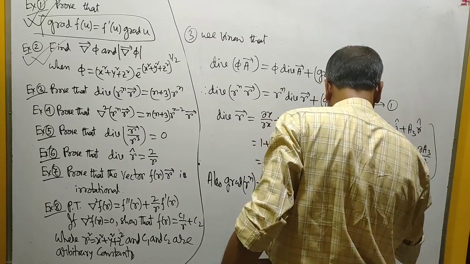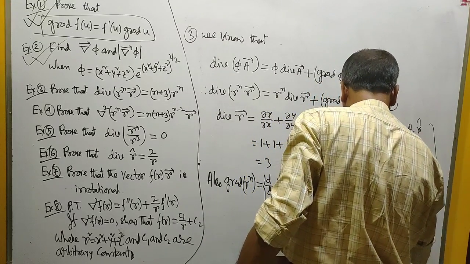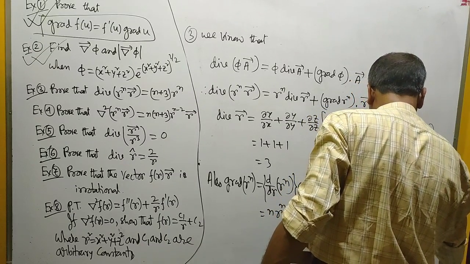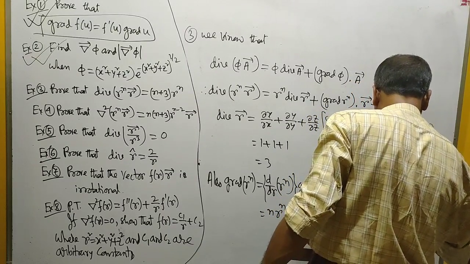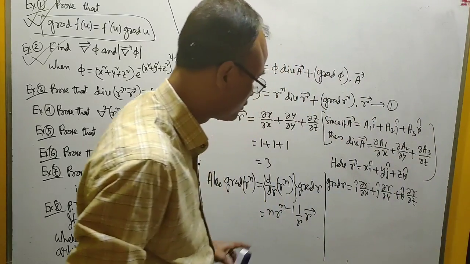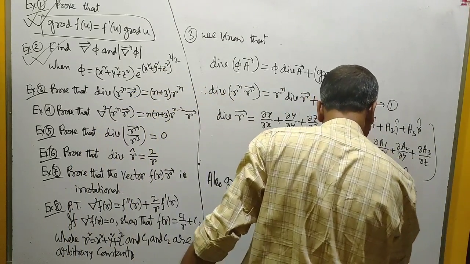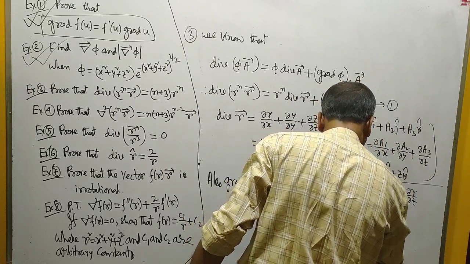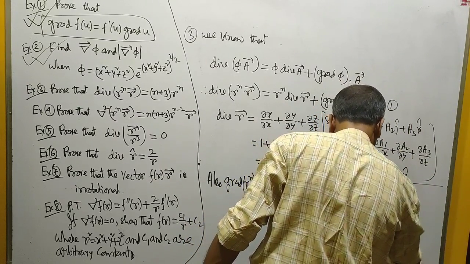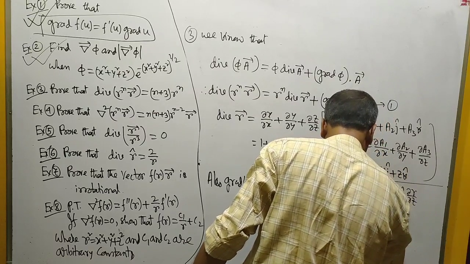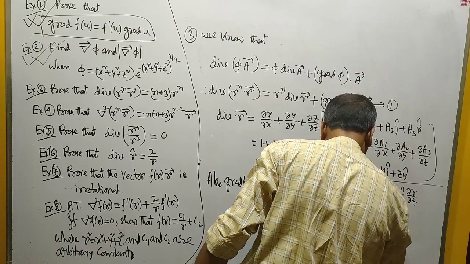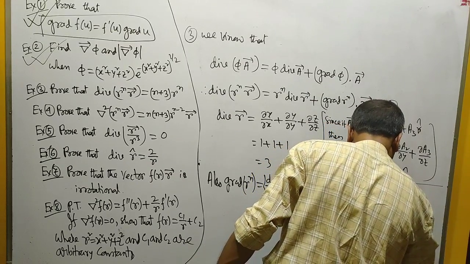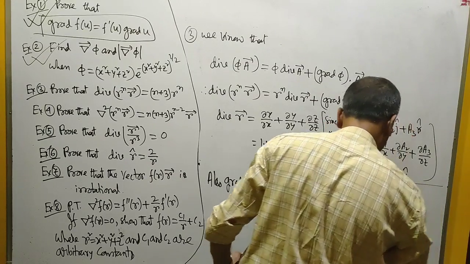Gradient of r is equal to i cap del r by del x plus j cap del r by del y plus k cap del r by del z. We have proved it so many times. r square is equal to x square plus y square plus z square. This means twice r del r by del x equals twice x, which means del r by del x equals x by r.